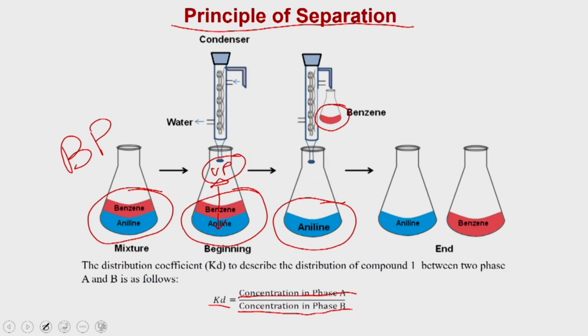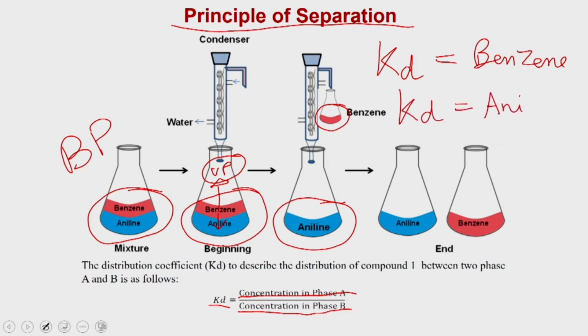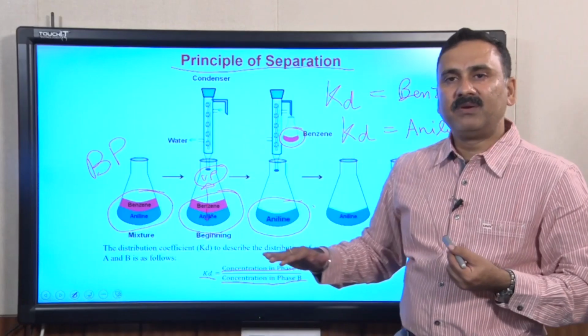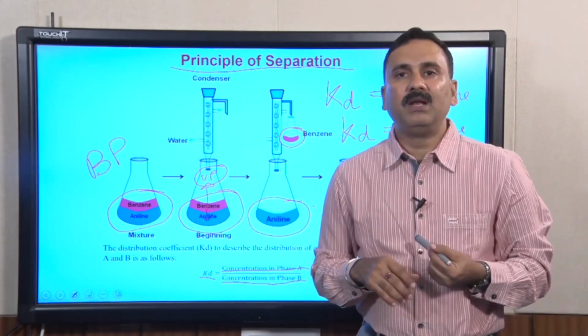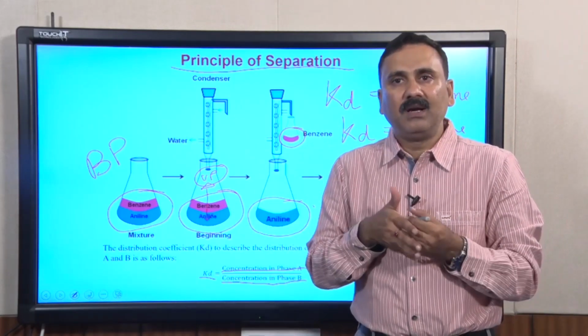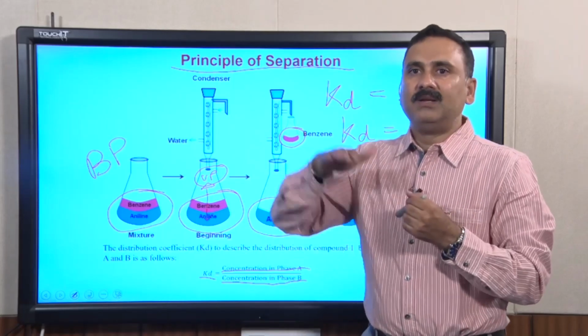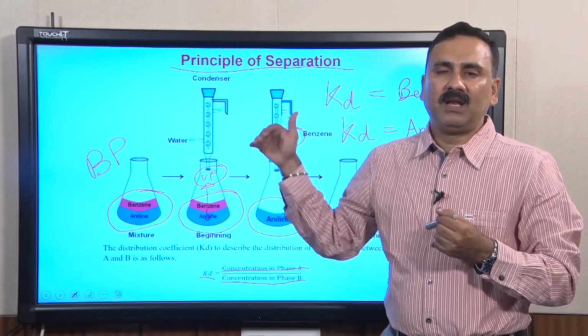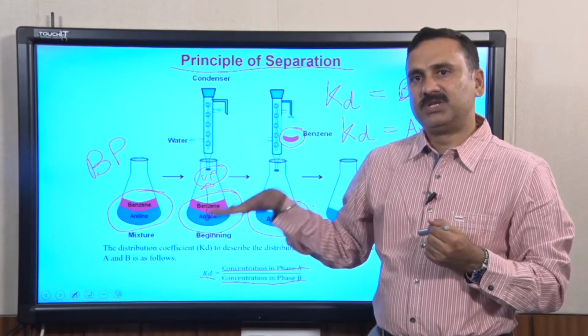So, in this particular case you are going to have two Kd values, one for benzene and the other for aniline. Aniline is going to have its own Kd value and benzene is going to have its own Kd value, and because of that the Kd value for benzene would be more towards the vapor phase, whereas the Kd value for aniline would be more towards the liquid phase. As a result the benzene will get distilled into a separate flask, whereas the aniline will remain in the original flask.